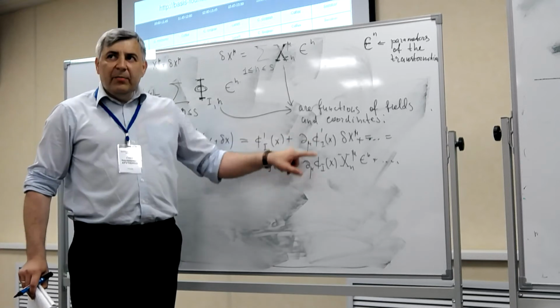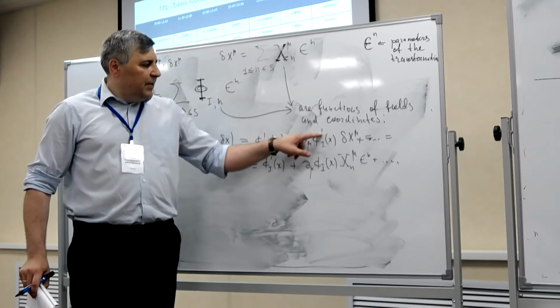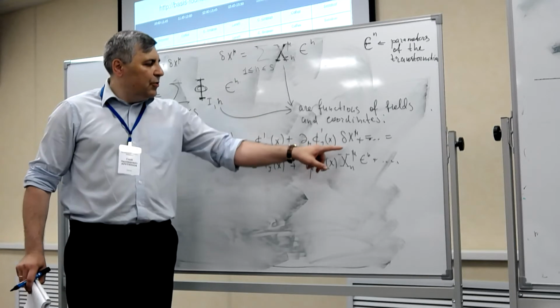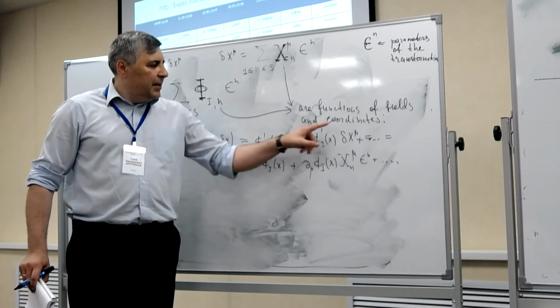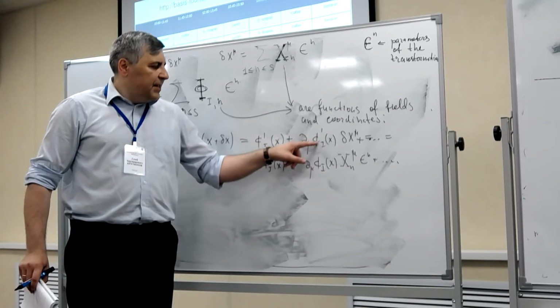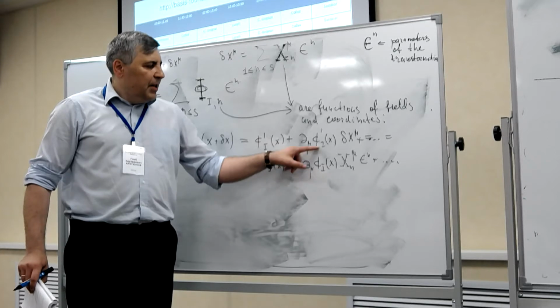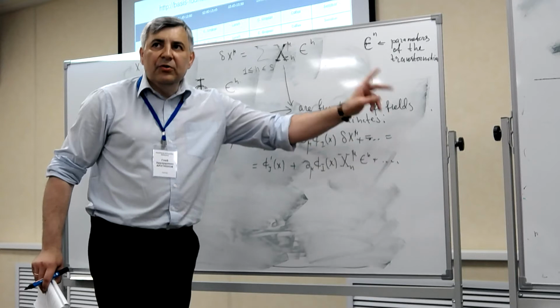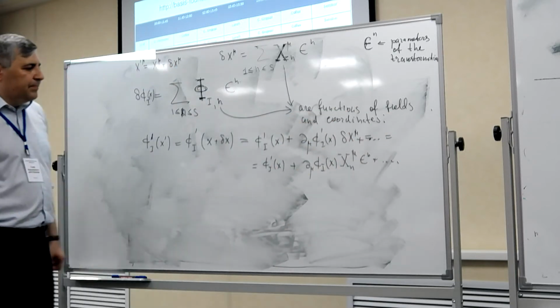Here I allowed myself to drop the prime because the difference between phi and phi prime is of order epsilon, so the difference between this term here and this one without prime is of order epsilon squared. So I put it somewhere here in the dots, which I'm not interested in.